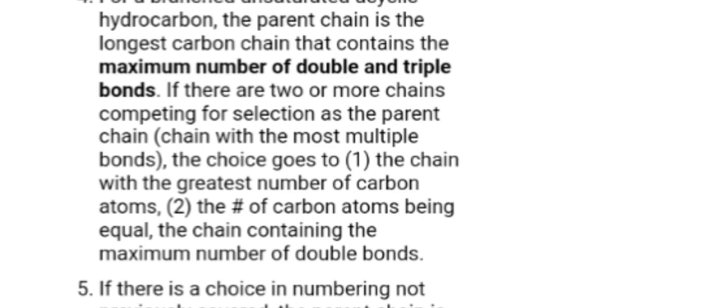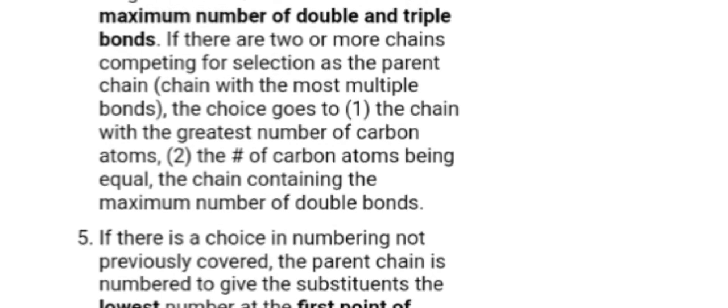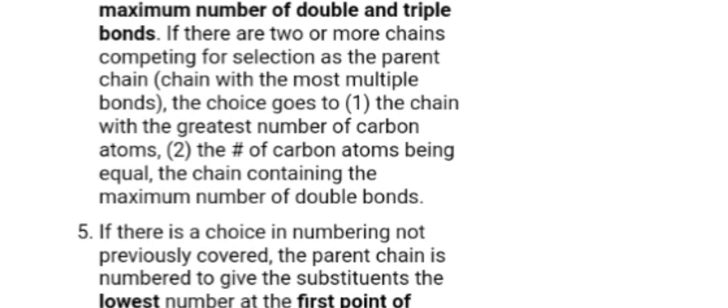Multiple bonds. Take note of that. Very, very important. If there are 2 or more chains competing for selection as the parent chain, the chain with the most multiple bonds is the one we consider as the parent chain. Chain with the what? Most multiple bonds. The choice goes to number 1, the chain with the greatest number of carbon atoms. That is, if you have 2 chains that have equal numbers of multiple bonds, you will choose the one that has the greatest number of carbon atoms.